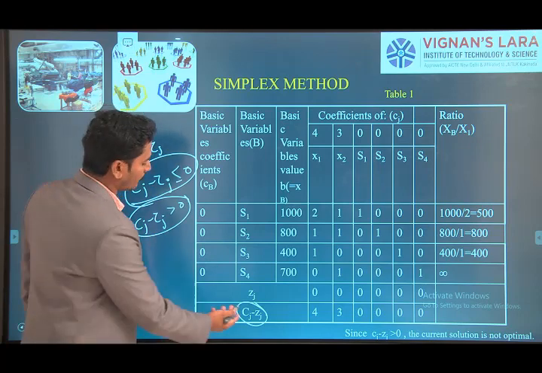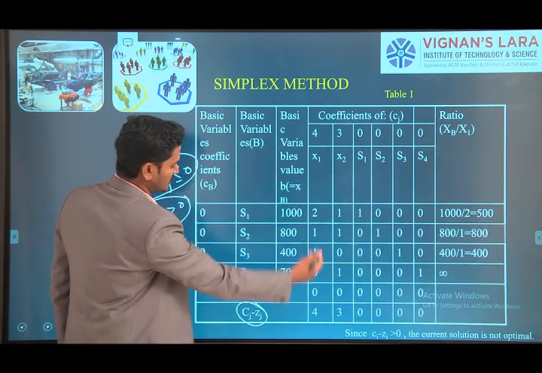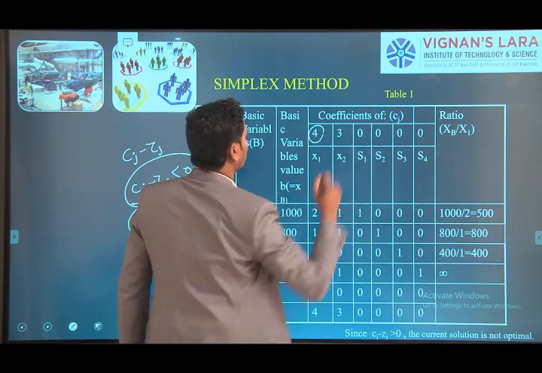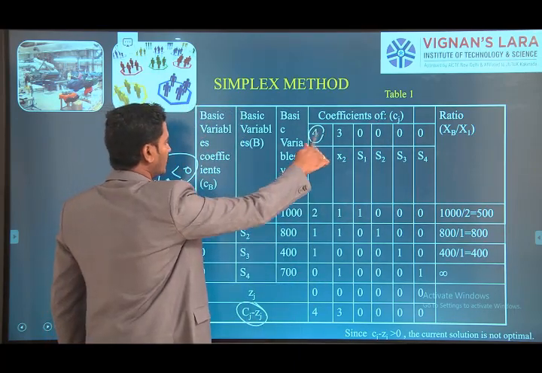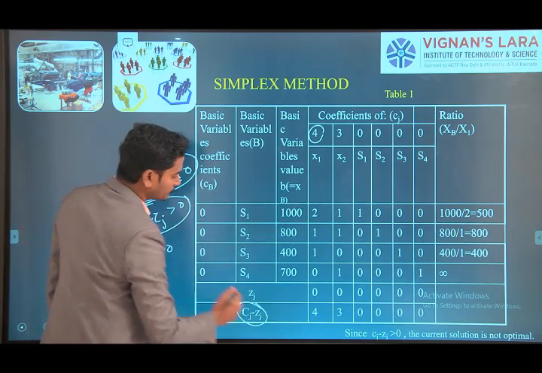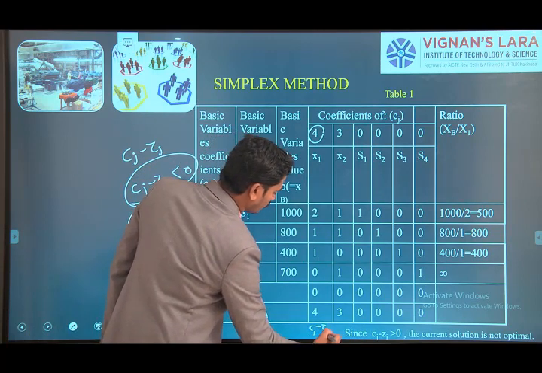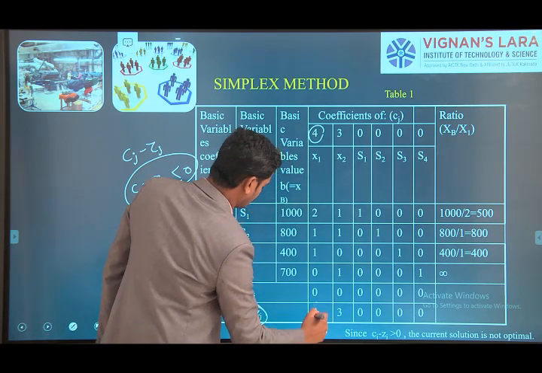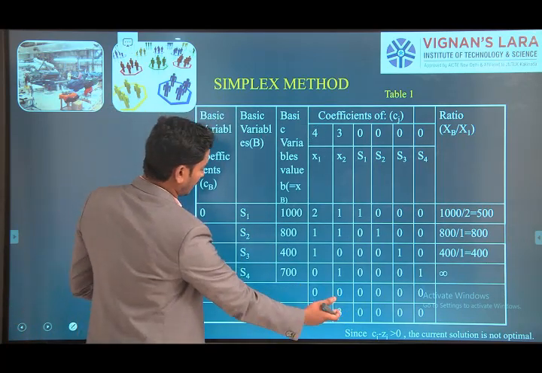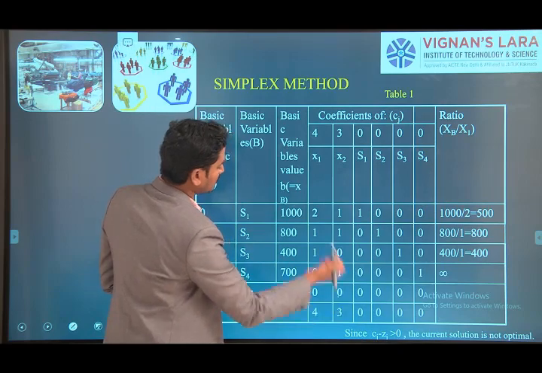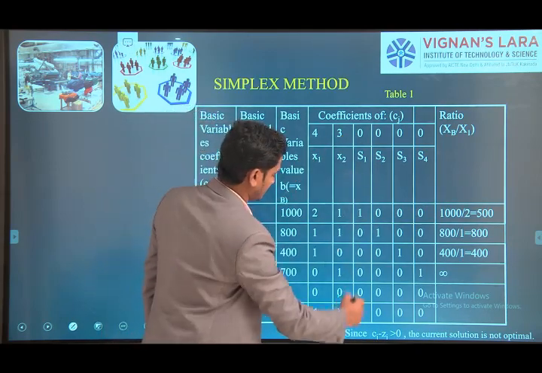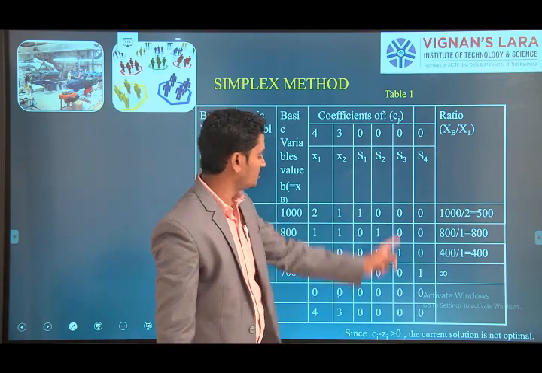Coming to the Cj minus Zj, we come to the first column. Here, what is the Cj value? Cj means the coefficient of the variable in the objective function. Here the first one is 4 minus Zj, which is 0. At C1 Z1, 4 minus 0 is equal to 4. Same for the second column: what is the Zj value? 0. The Cj value is 3, so 3 minus 0 is equal to 3. Then for the remaining, 0 minus 0 gives 0, 0, 0.